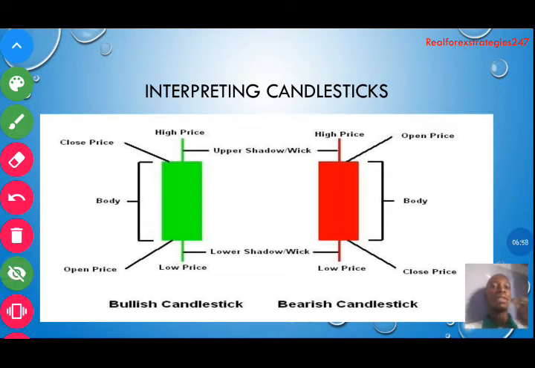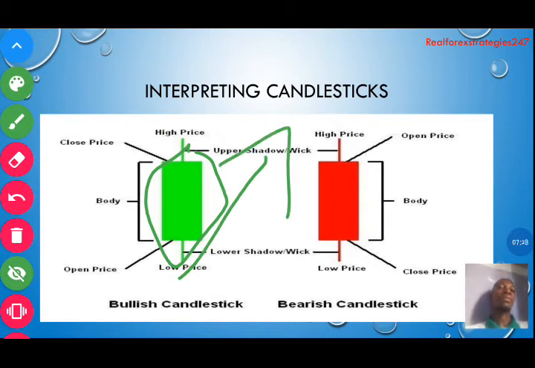So how do you interpret this candlestick? How do you interpret the candlestick chart? Now the green candlestick is called a bullish candlestick, and it goes up on a chart. I don't know if you understand what I mean. When you see a green candlestick on a chart, it represents going up. But when you see a bearish candlestick on a chart, it represents coming down. Now, how to interpret the bullish candlestick and the bearish candlestick?